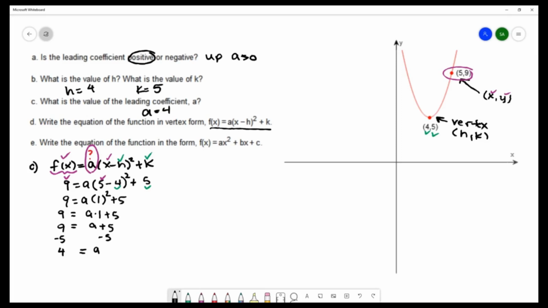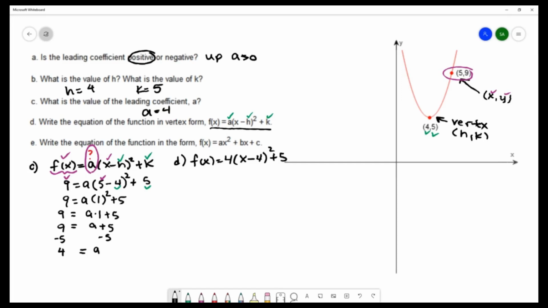In the next part, we want to write the equation in vertex form. To write the equation in vertex form, we just need to substitute the value of a that we just found, the h, and the k that we had earlier. So in vertex form, we're going to have f(x) equals 4 times (x minus 4) squared plus 5. So that is the equation of our function in vertex form.